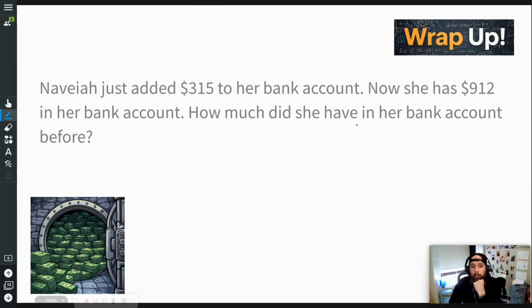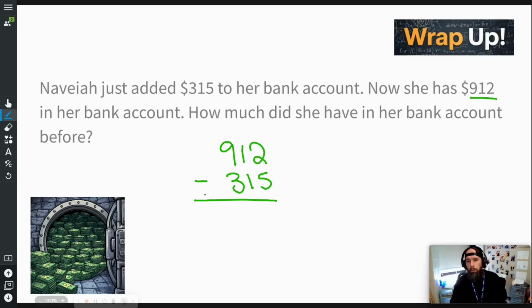This one's complicated. Well, if she adds 315 to get 912, that means the number before this number was smaller. So I need to make 912 smaller by 315. How do I do that? Subtract. So 912 minus 315. Very strange wording. Can be very confusing, but that's all right. That's what you have me for.